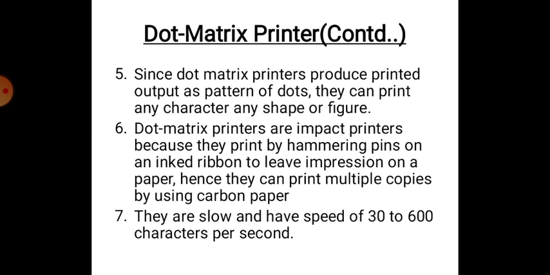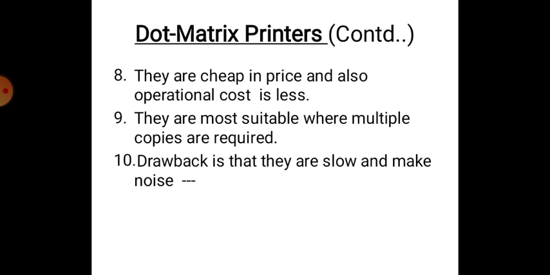Point number 7. They are slow and have a speed of 30 to 600 characters per second. So these are slow printers having a maximum speed of 600 characters per second. Point number 8. They are cheap in price and the operational cost is also less. They are most suitable where multiple copies are required. Point number 10. The drawback is that they are slow and make noise.